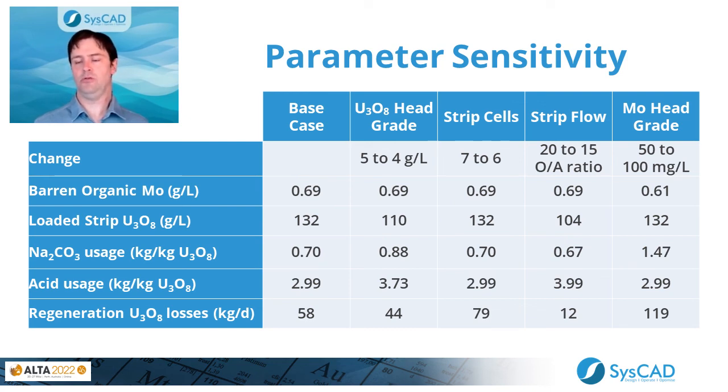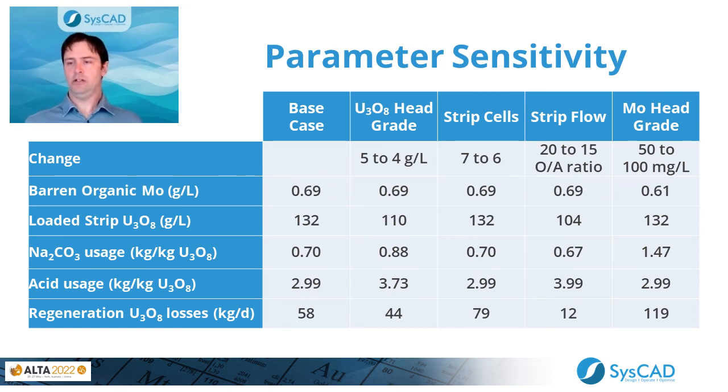In the strip flow, going from a 20 to 15 O/A ratio, which means we're essentially increasing the strip solution flow, you see an increase in acid usage as you would expect, and you see a drop in the loaded strip concentration. The regeneration U3O8 losses drop considerably, so you do a better job of stripping, and this then results in a slightly lower usage of sodium carbonate.